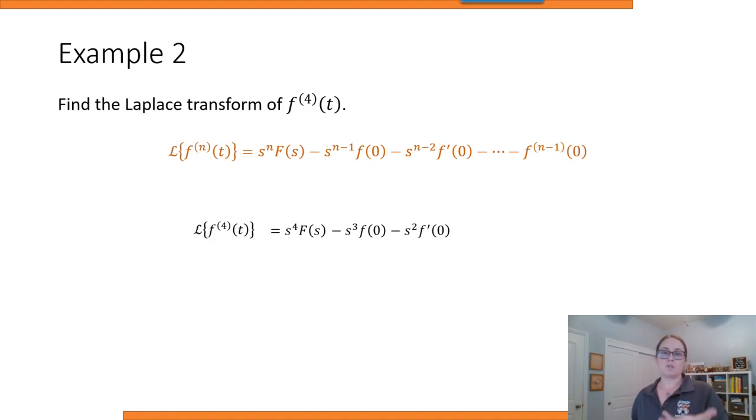So minus s squared f prime of 0, minus s to the first times f double prime of 0. And then finally I get to the s to the 0 power, so the s isn't showing up anymore, and that's going to be f triple prime of 0. So that's how we're going to apply this to any derivative that we run into in a differential equation.